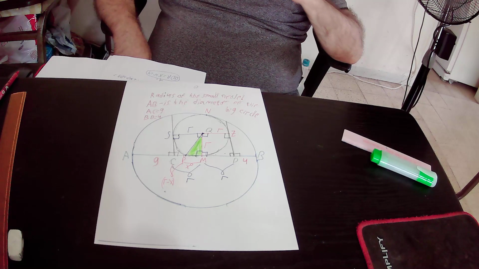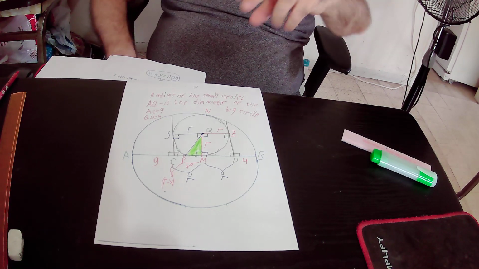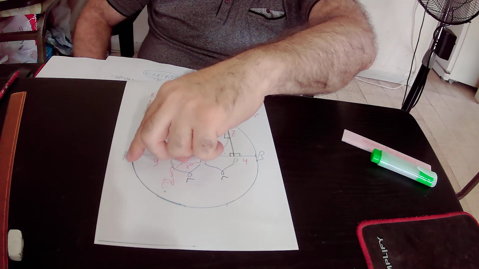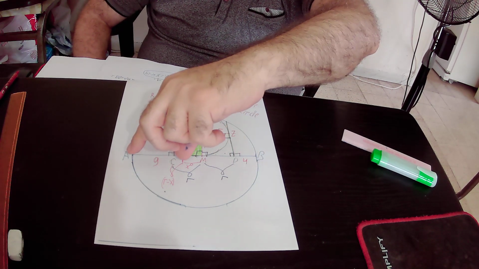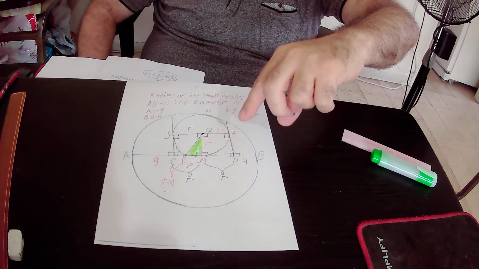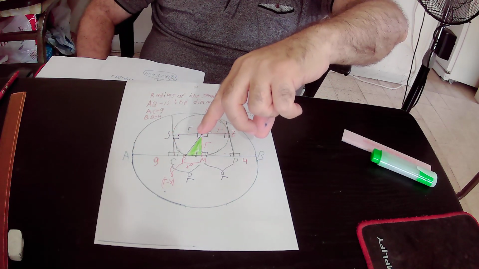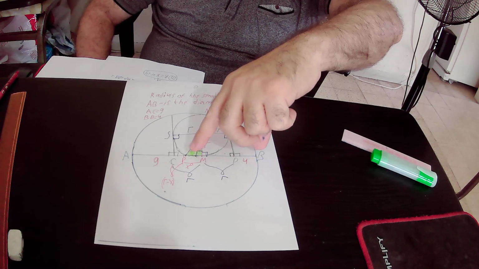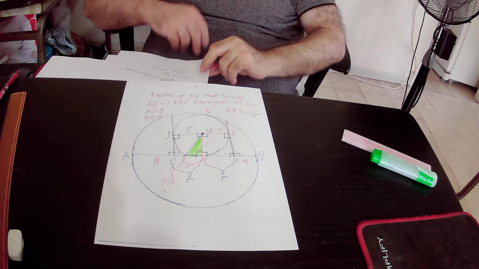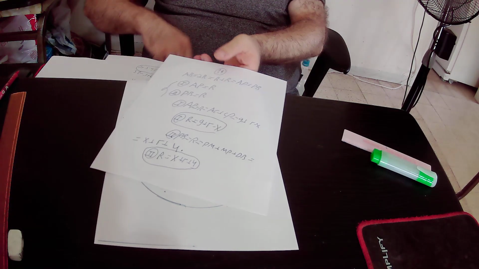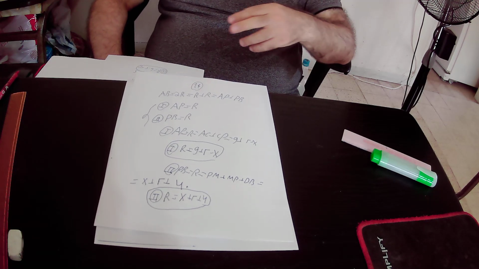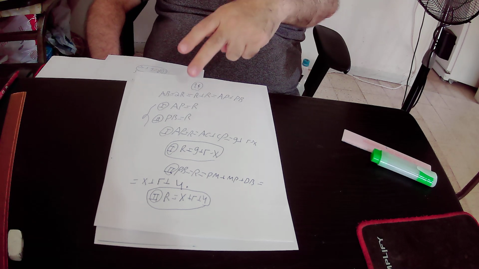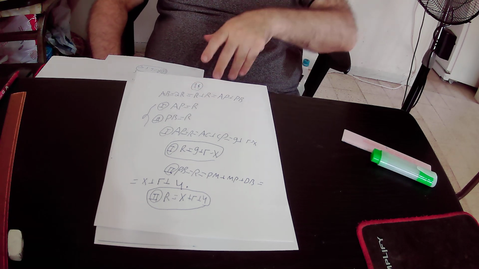And then we created 2 equations for the radius of the big circle. The first equation is that AP, P is the center of the circle, so AP equals the radius of the big circle. And the second equation is that PB also equals the radius of the big circle. Okay, we have two equations for the radius of the big circle. One is AP equals the radius of the big circle, and the second one is PB equals the radius of the big circle.